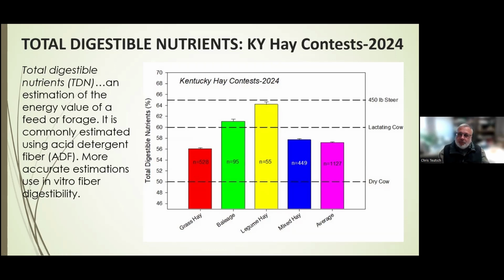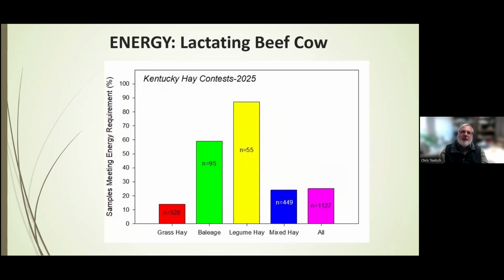So the point that I want to make is that usually crude protein is sufficient, but where we really fall short is with energy in these samples. And this is what this graph shows. This is the percent of samples that would meet the energy requirements of a lactating beef cow. So again, when we look at grass hay, it's really pretty stunning that only about 14% of the hay samples in the contest this year would meet the energy requirements of a lactating brood cow. Mixed hay was a little bit higher, around 20% or so. Legume and baleage were better, but not complete, not 100%.